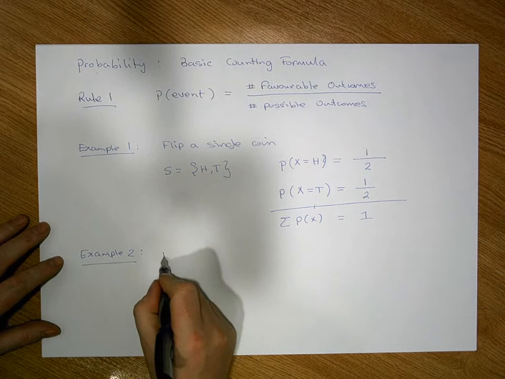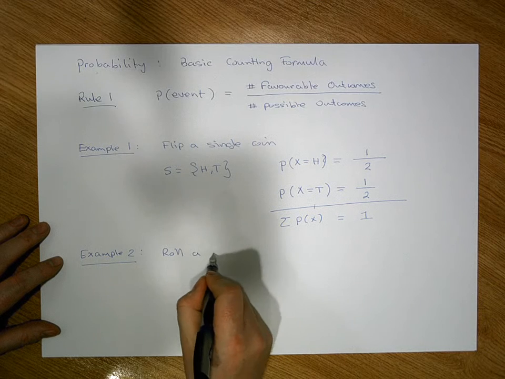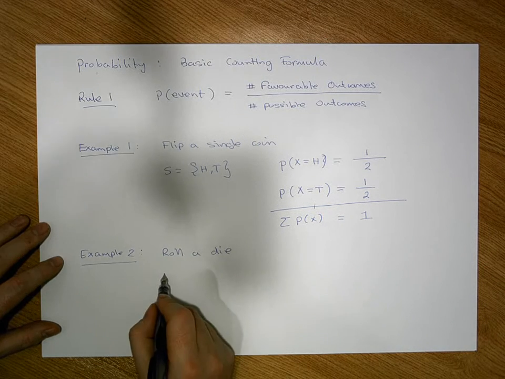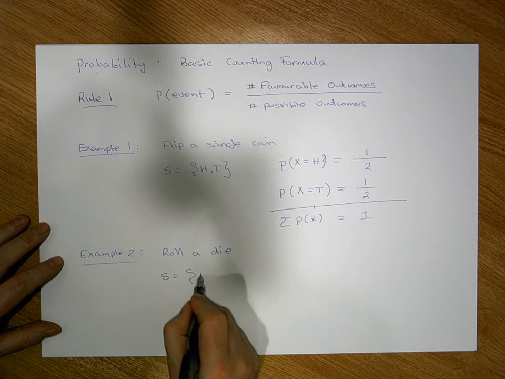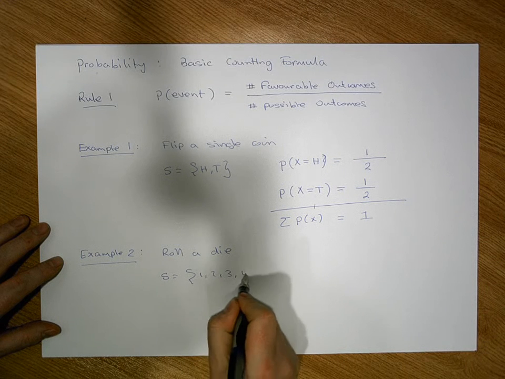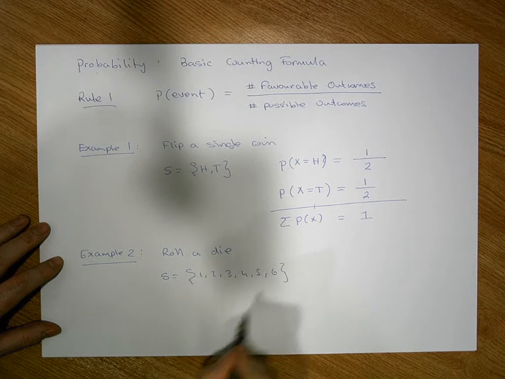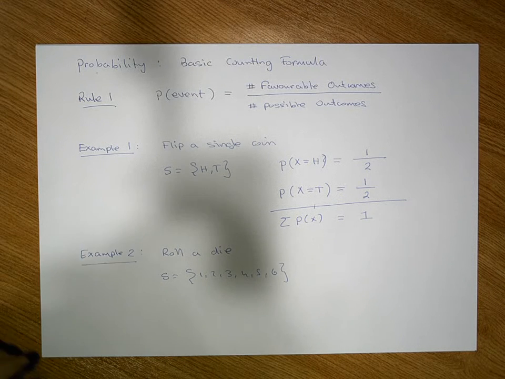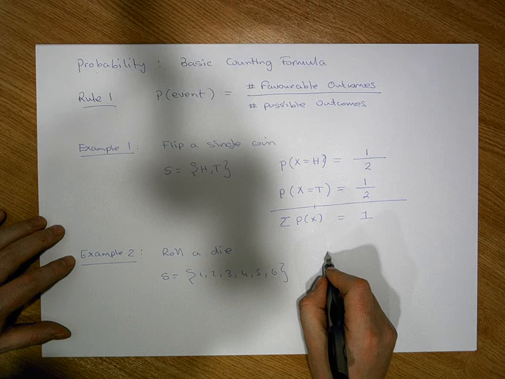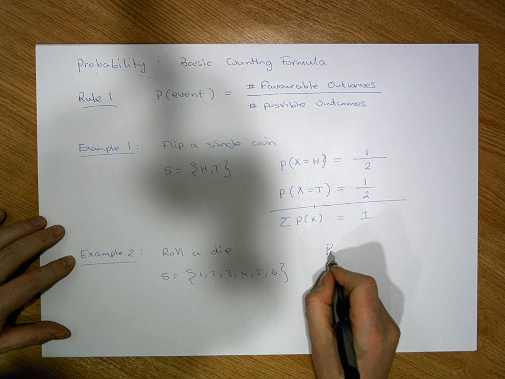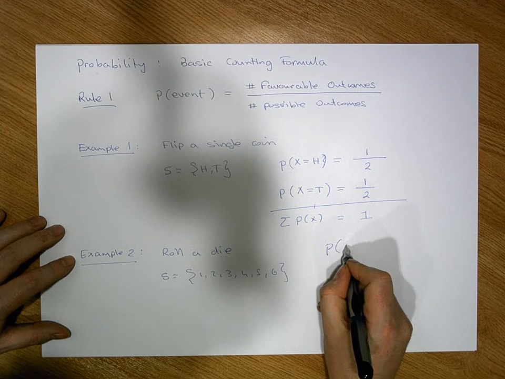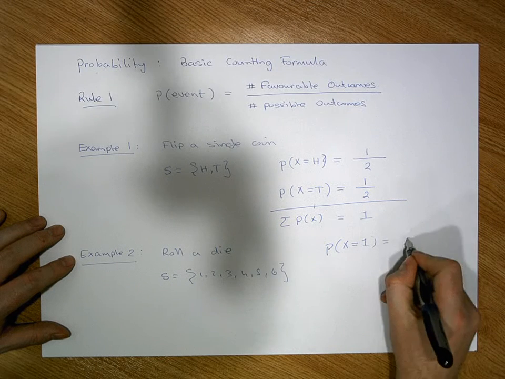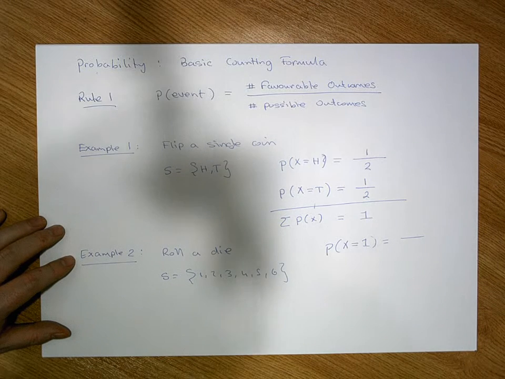Okay. This time we're going to roll a die. So we're rolling a die, and I'm interested in the probabilities. Well, the sample space for rolling a die is the numbers 1, 2, 3, 4, 5, and 6. So the question is, when I roll a die, what's the probability that I get a 1? Symbolized, it's the probability that when I roll a die the outcome is 1. Well, it's equal to the number of favourable outcomes divided by the number of possible outcomes.